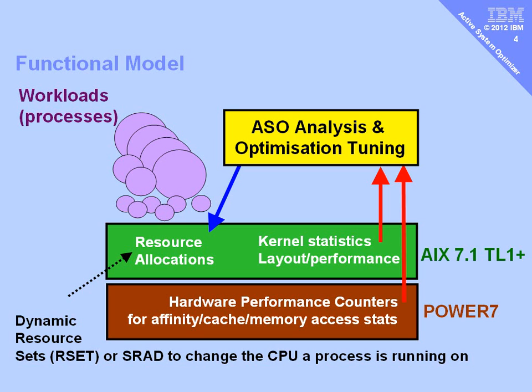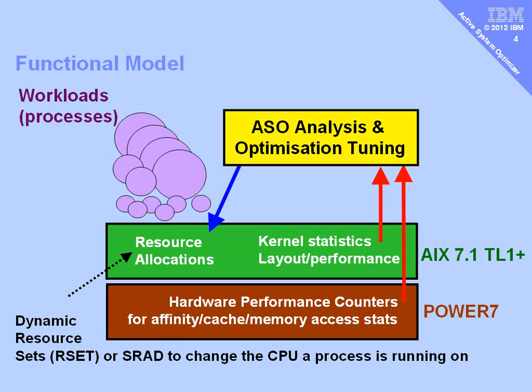It then improves the cache and memory affinity for particular processes, and it does this by dynamically re-evaluating the tuning options for particular workloads and then changing things like the resource sets or the system resource affinity domains, which will move processes and memory around inside the logical partition.